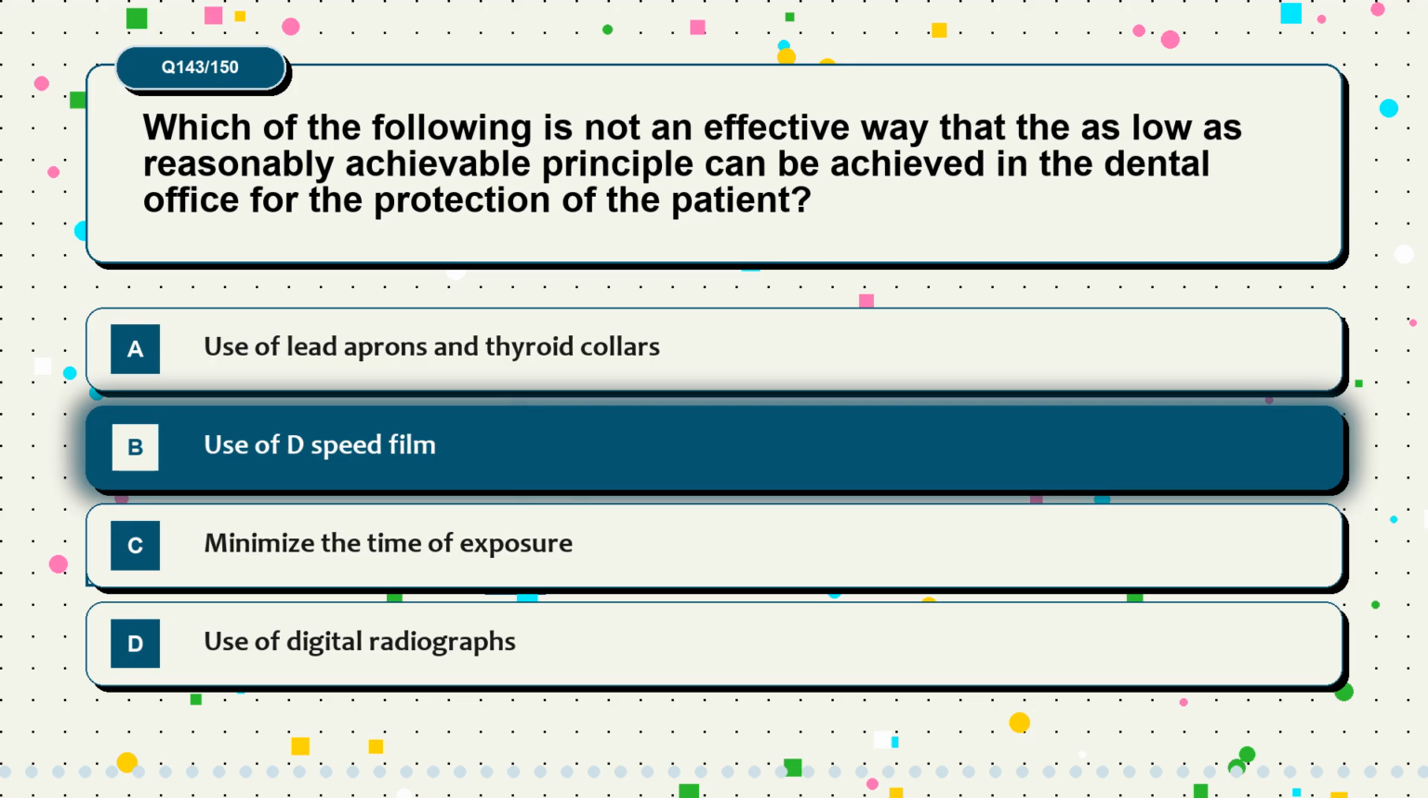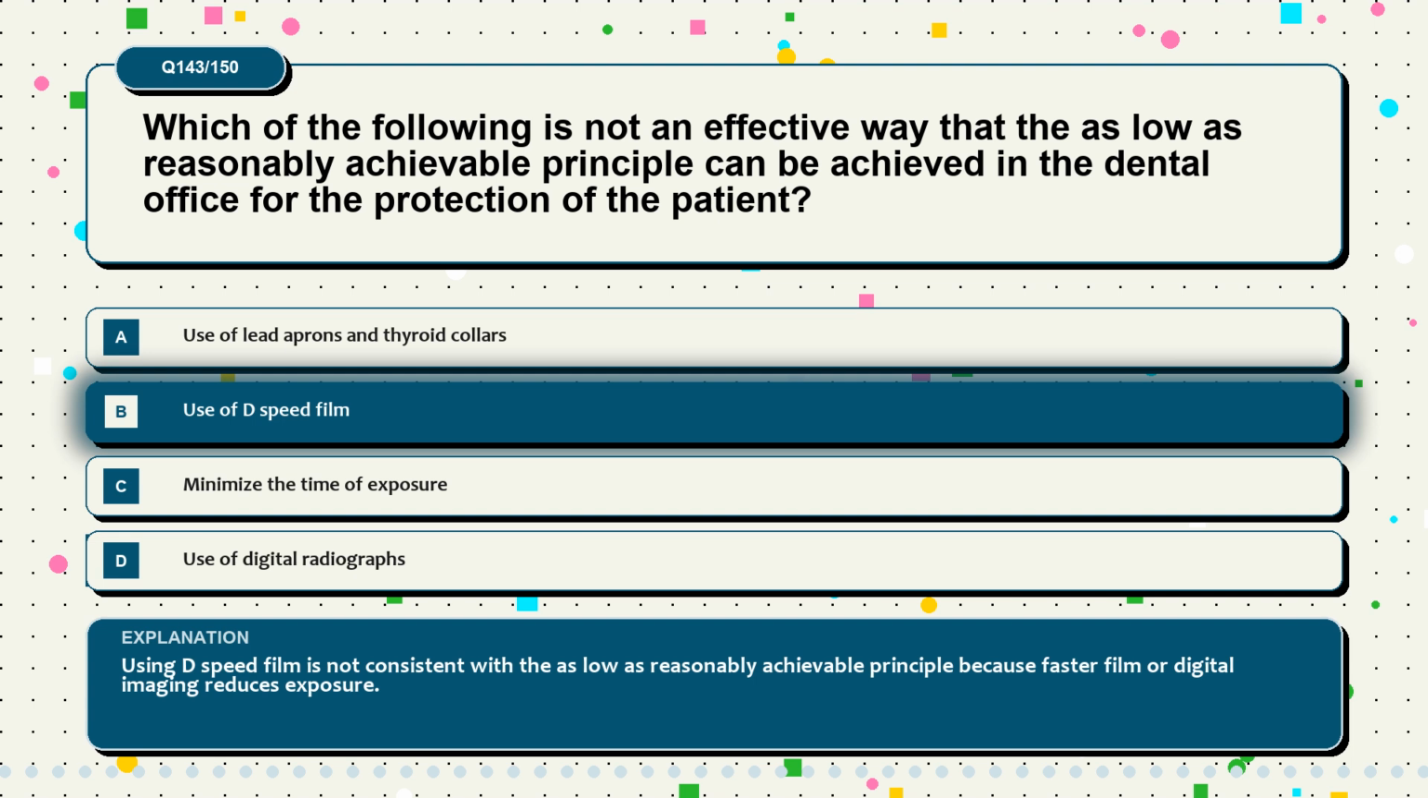The correct answer is option B. Use of D-speed film. Using D-speed film is not consistent with the as low as reasonably achievable principle because faster film or digital imaging reduces exposure.